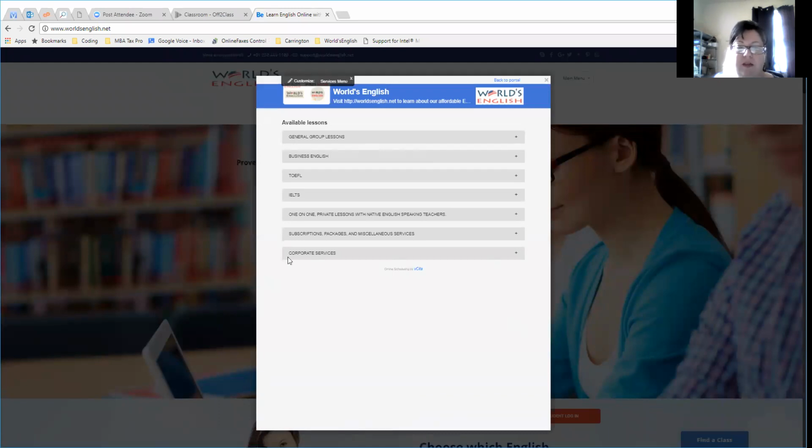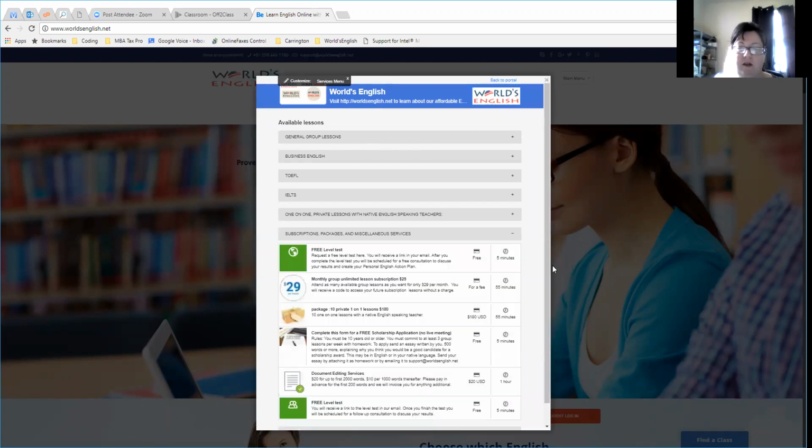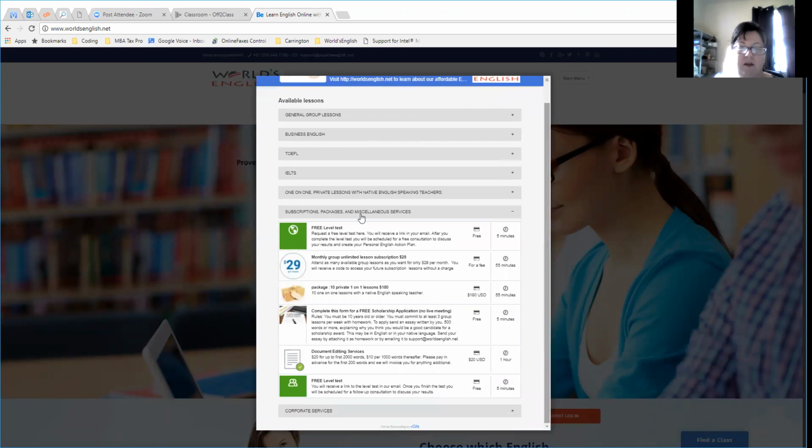So to take your level test, here's the IELTS section, but first of all, before you do the IELTS lessons, you should go through your level test. So you'll come here to Miscellaneous Services and click to expand that. You'll see level test at the top and bottom of the list.